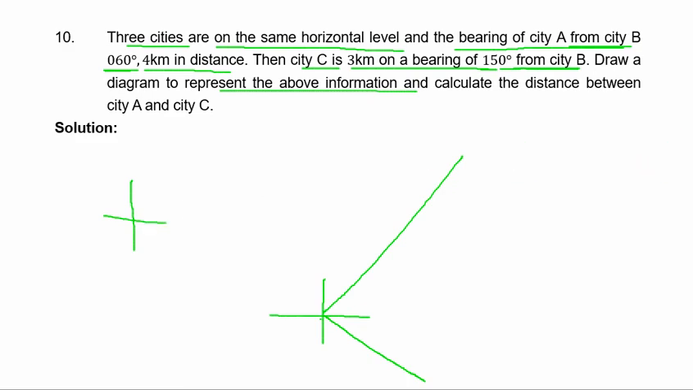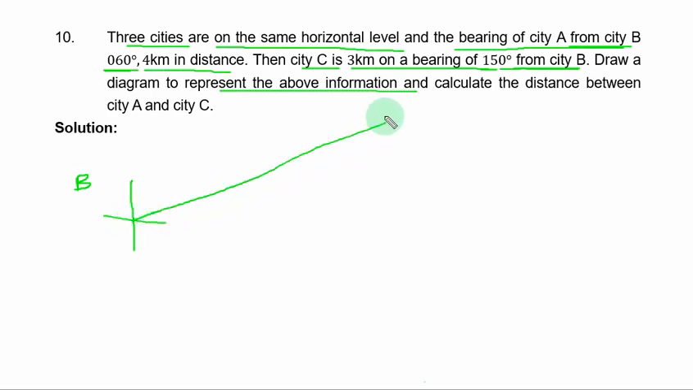All right. So let's continue. So this is city B. So let's take city A. The bearing is 60 degrees to somewhere here. So you have city A at this point. The distance is 4 kilometers. So from here to here is 60 degrees.